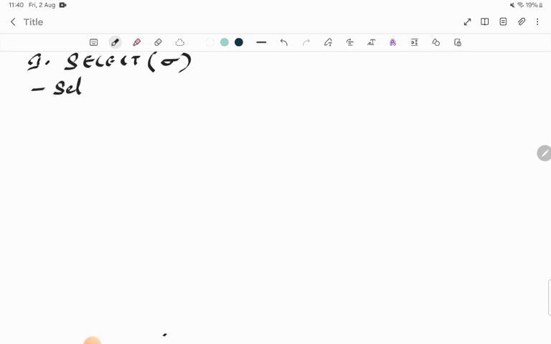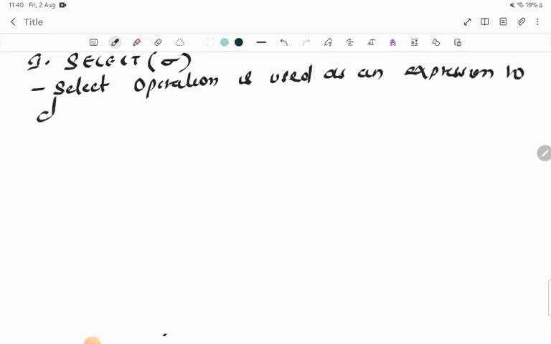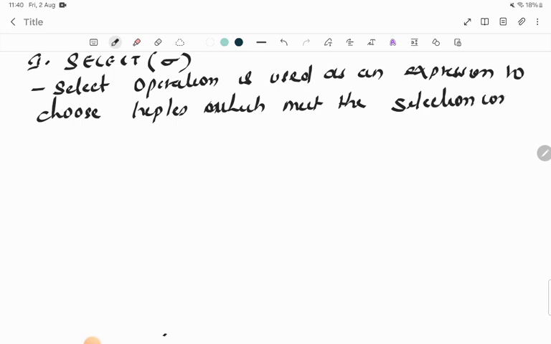Let me write the theory part first. A select operation is used as an expression to choose tuples which meet the selection condition. So it is used to choose the tuples which meet the selected conditions. For this, let me start with a table.